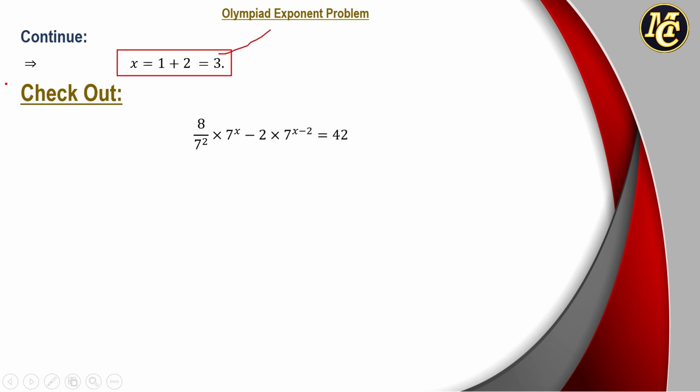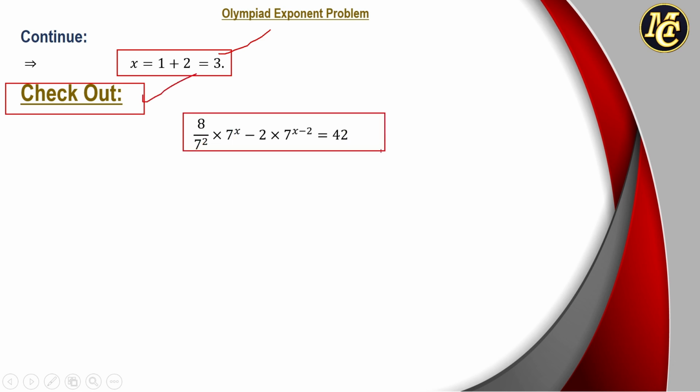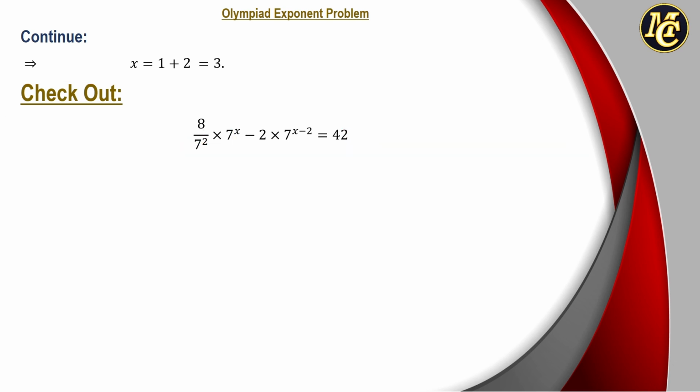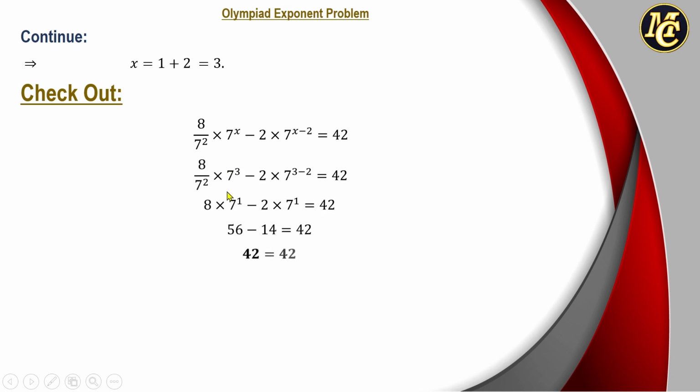Now we will check the solution of the given equation. Okay, is this true or not? We put the value of x in the given equation. (8/7^2) × 7^(3−2) × 7^(3−2) is equal to 42. On the left side, 7^2 cancels with 7^3, and 3 minus 2 equals 1.